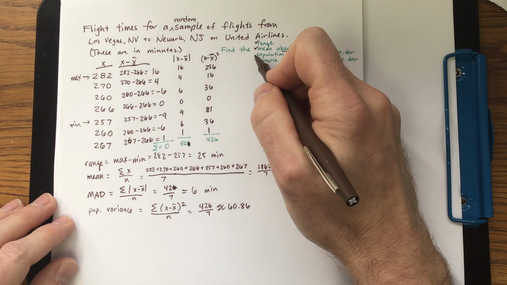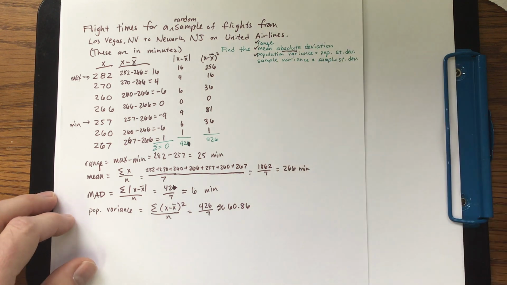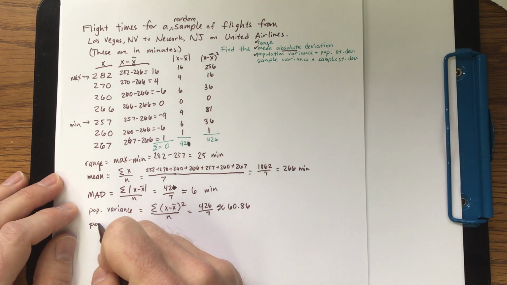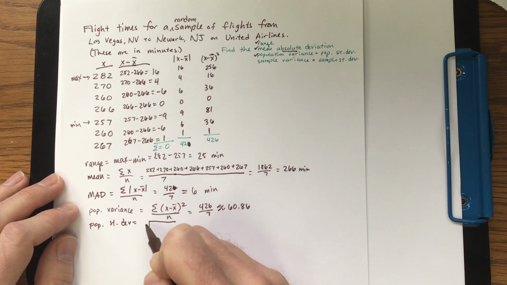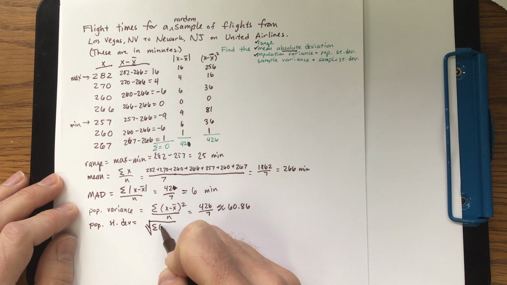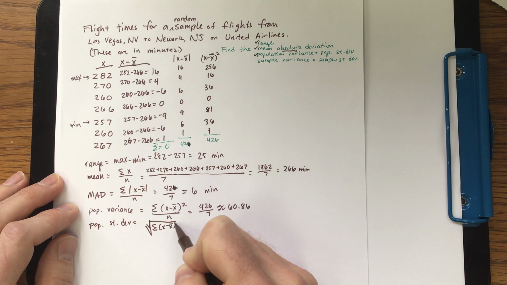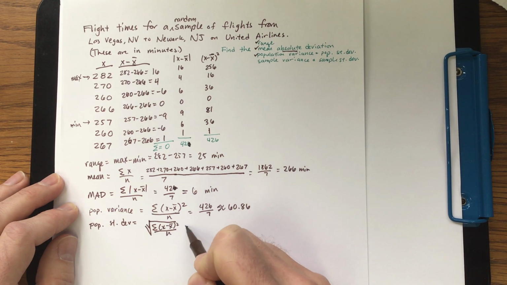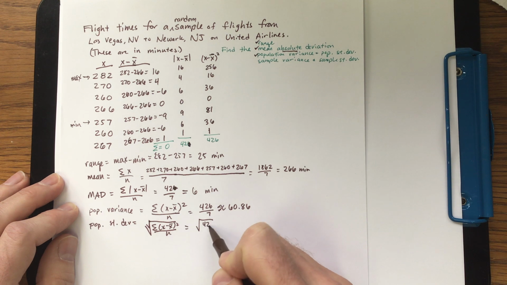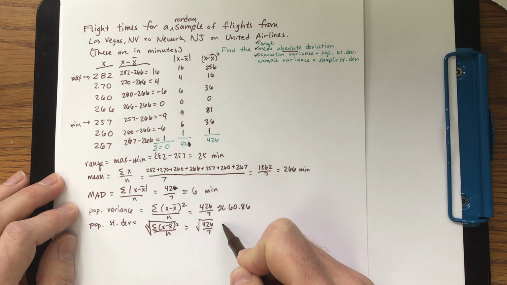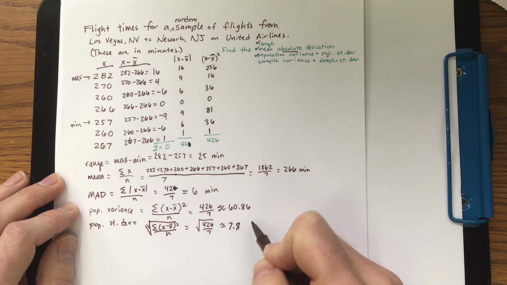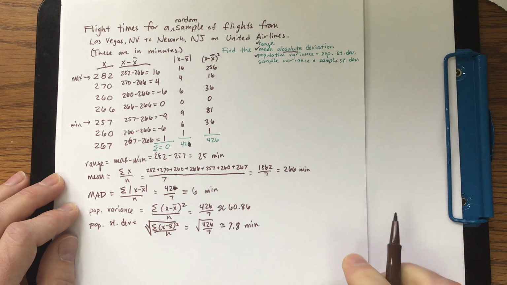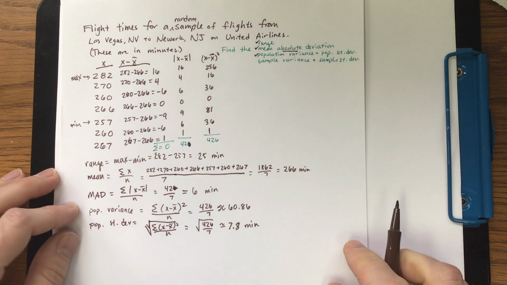That's the population variance. Now the population standard deviation is going to be the square root of the population variance. So it's the square root of the sum of the squared deviations divided by the number of terms, or the square root of 426 divided by 7, which is approximately 7.8, and the units on here are minutes.